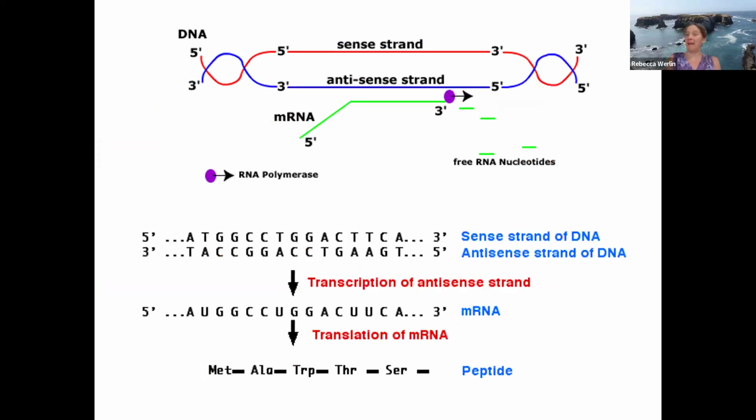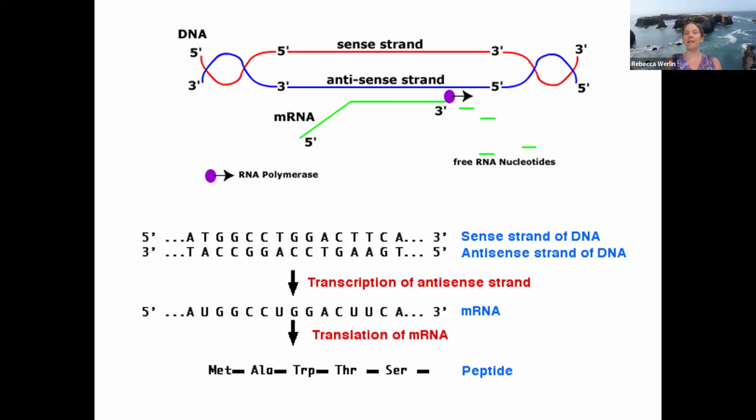And therefore, we have anti-parallel strands of DNA. We have something that is called the sense strand, and another name for the sense strand is the coding strand. And that strand will run 5' to 3'. Now, the other strand is known as the antisense strand. The other name for the antisense strand is the template strand. The template strand is going to run 3' to 5'.